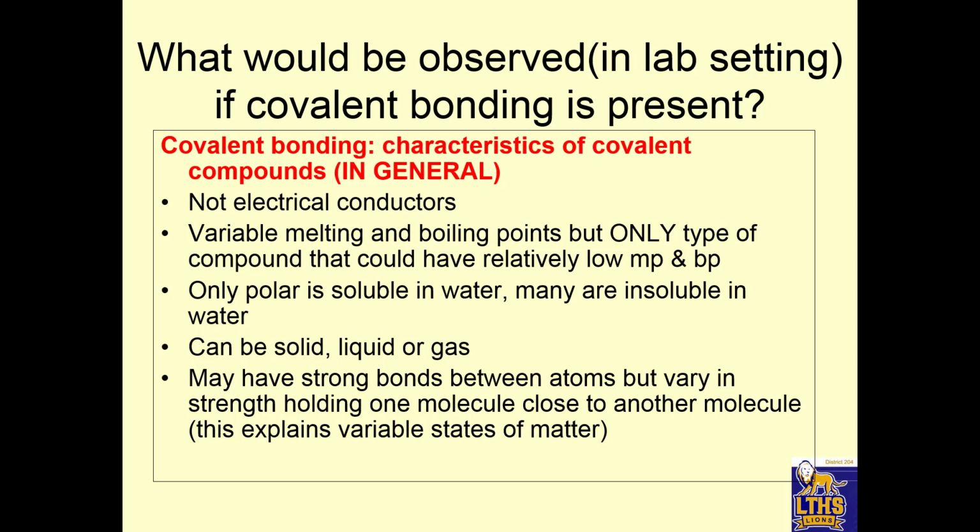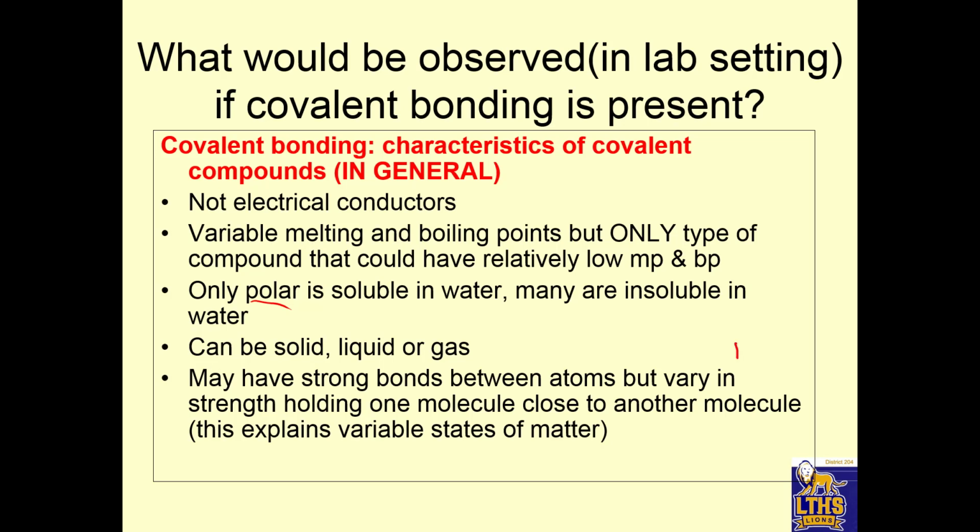When they share electrons, they can make polar molecules or nonpolar molecules. Covalent polar molecules can dissolve in water, but a lot of molecules are insoluble. They won't dissolve in water. Okay. Covalent substances can be solids, liquids, or gases. There might be strong bonds between atoms, but then what's to make a molecule?